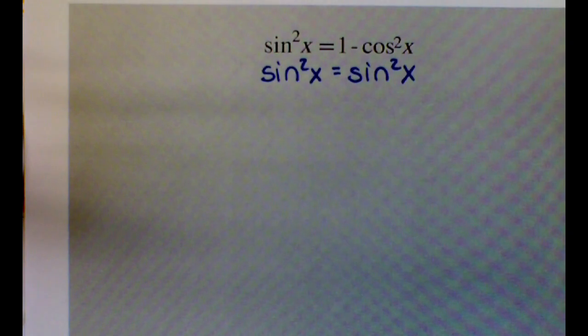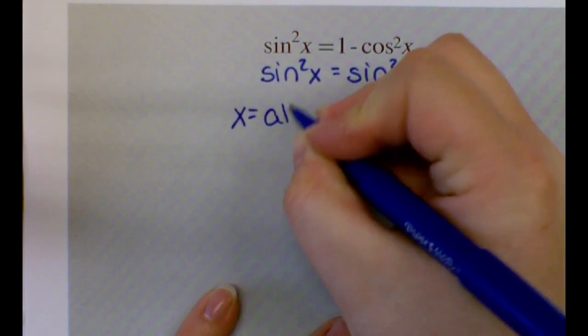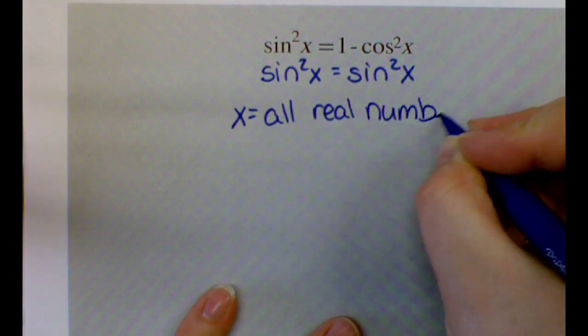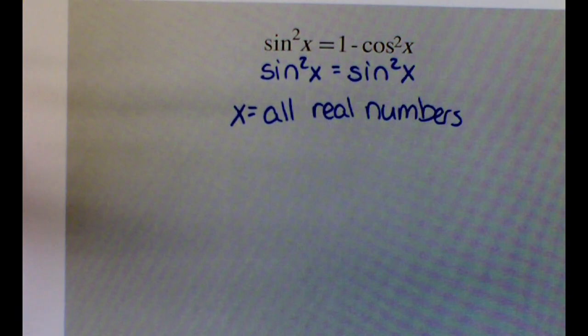This is one of those funny problems where something equals itself. So the answer is actually all real numbers. If it's an identity like that, it's all real numbers. Anything would work.